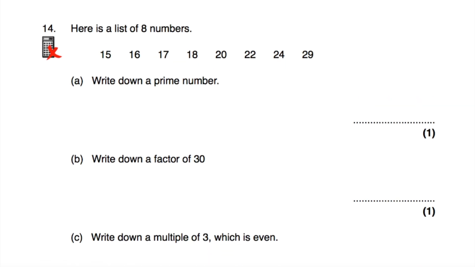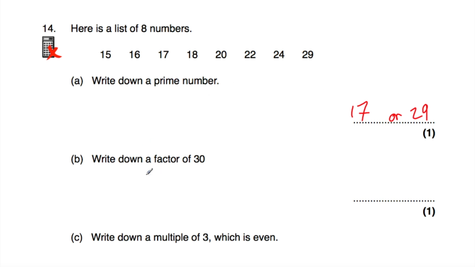So question number 14, we've got another list here: 15, 16, 17, 18, 20, 22, 24, and 29. And part A says to write down a prime number. So 15 is not prime, 16 is not prime, 17 is prime, so I'm going to write down 17 as a prime number. 18, 20, 22, and 24 are not prime numbers, they're all even. And 29 is also prime, so you could have written down 29 as well. So 17 and 29 are the two possible prime numbers.